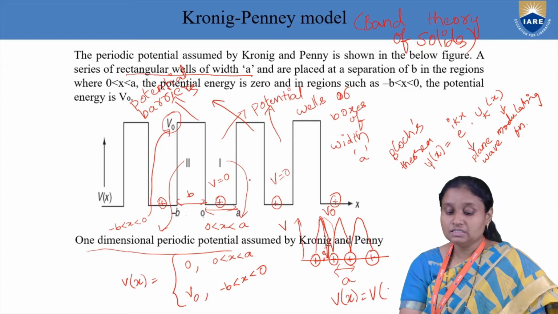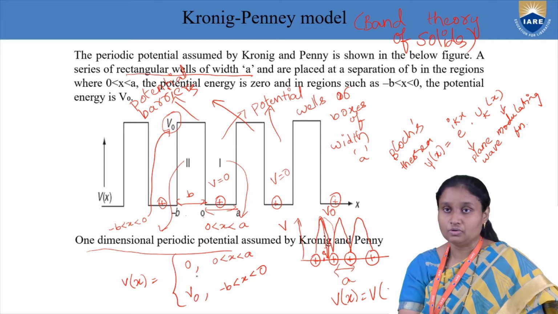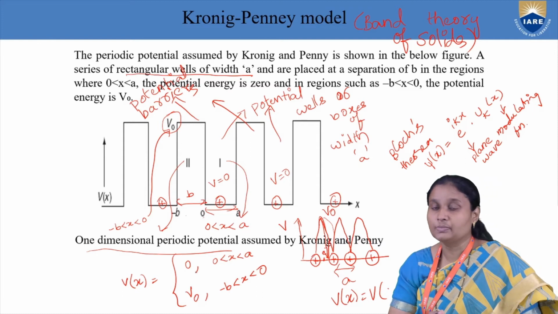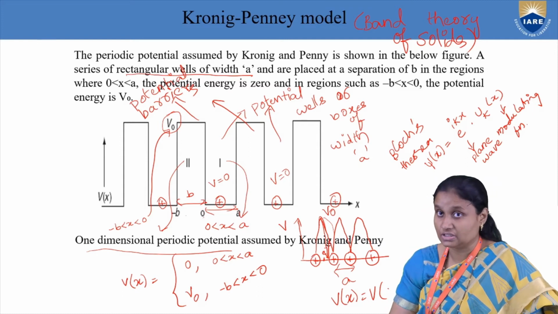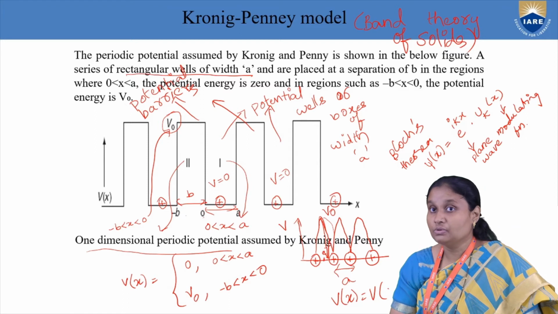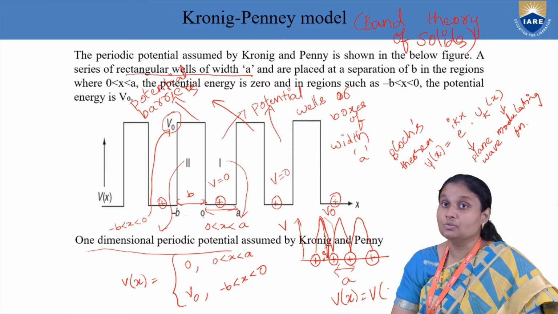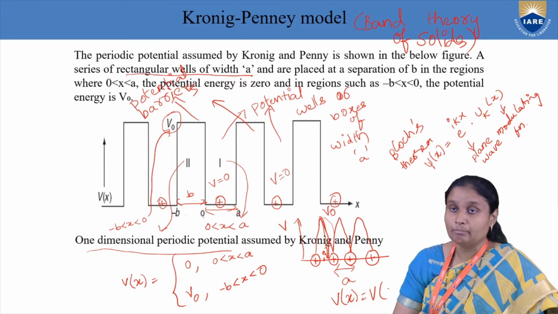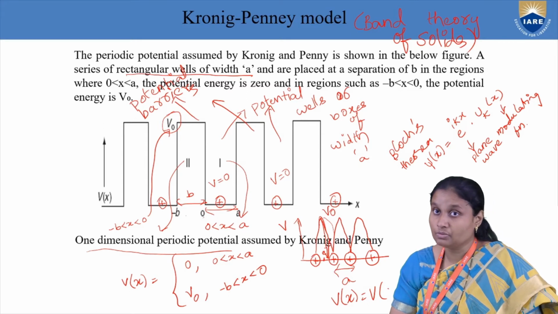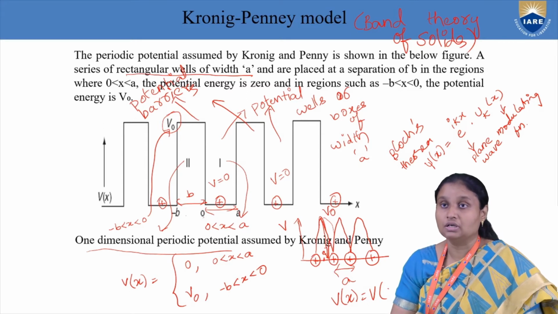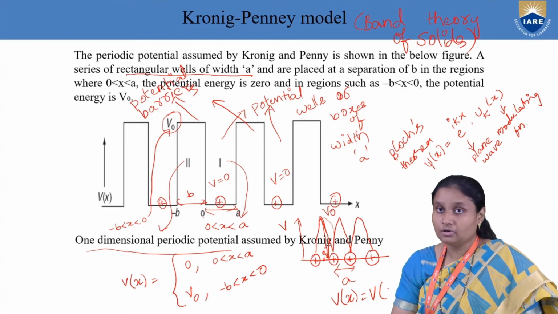And when your electron is near this potential barrier, its potential is maximum and it is given by V naught. So we have potential boxes separated by potential barriers. And in further slides, we are going to discuss in detail what is the role played by these potential barriers. These potential barriers are going to make an electron free or bound. So, a free electron, bound electron concept.